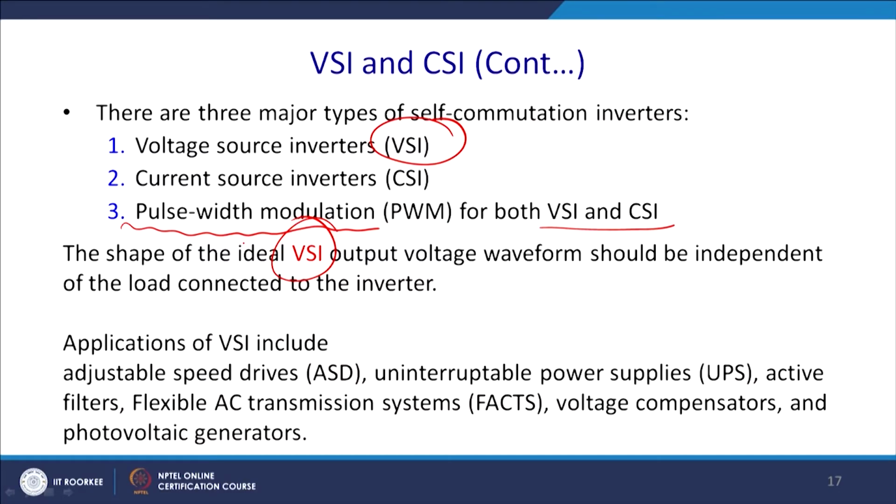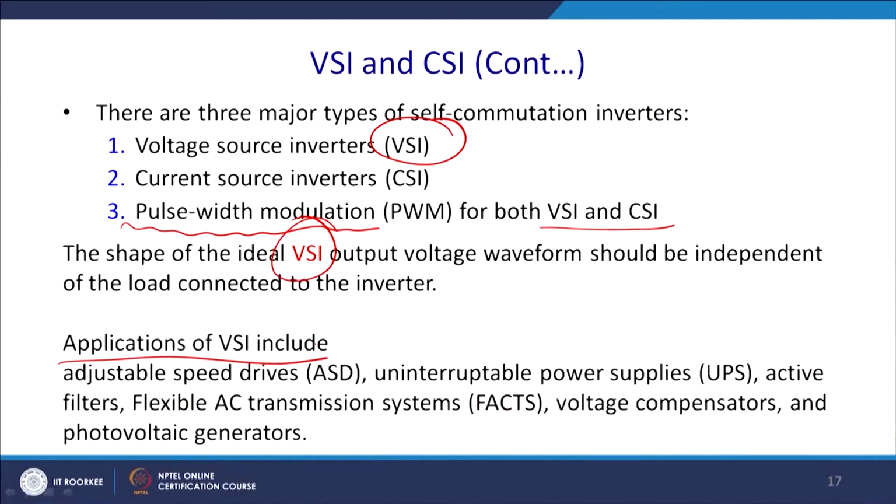Now, the shape of the ideal VSI voltage waveform should be independent of the load connected to the inverter. This is the desirability, because it will mimic the characteristics of a rigid grid. That is the desirability of the VSI. It will give you the desired voltage independent of the load connected to it. So the inverter output voltage should not be distorted by adding or withdrawing different kinds of linear or non-linear load.